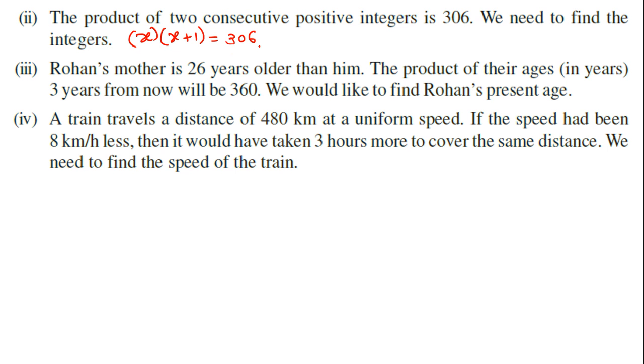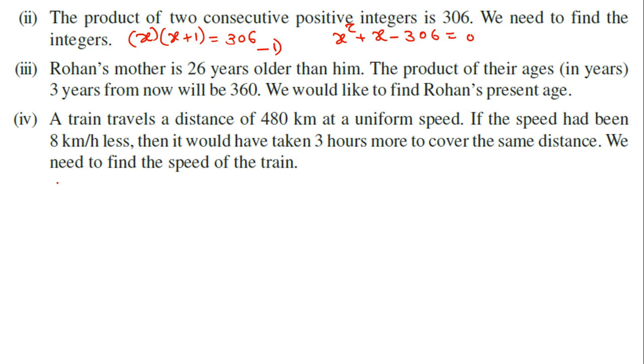This is your first equation. You have to expand it and get the final equation, and we need to find these integers, so easy. Here a second equation will not be formed, because if you expand this, x square plus x minus 306 is equal to 0, and by any method you can solve this equation and get the answer easily. Next, the third question. Rohan's mother is 26 years older than him.